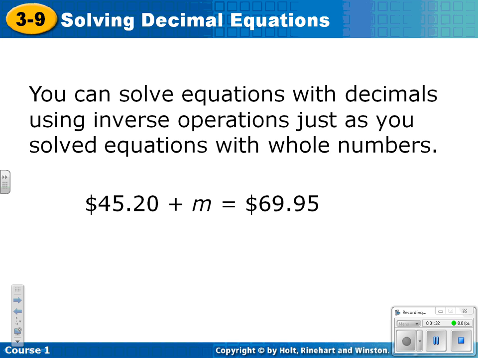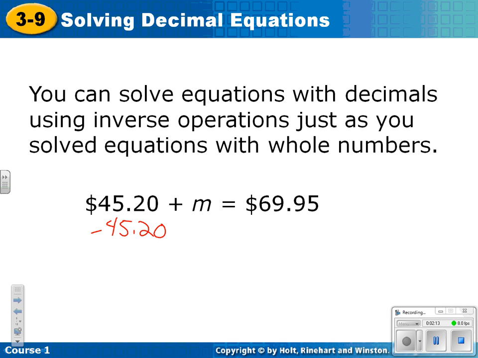Okay? So, right now, we have this problem. $45.20 plus M equals $69.95. Okay, so tell me, what's happening to the variable? We just remember our rules. Yes, $45.20 is being added to M. What is the exact opposite of 45.20 being added? Minus 45.20. There we go. We got rule number 1 taken care of.